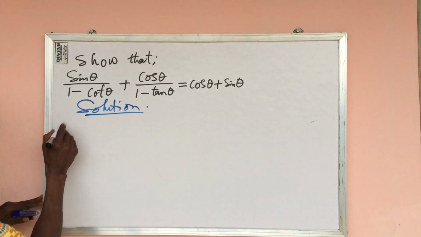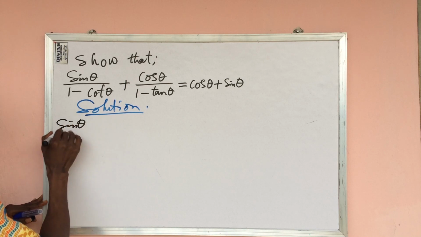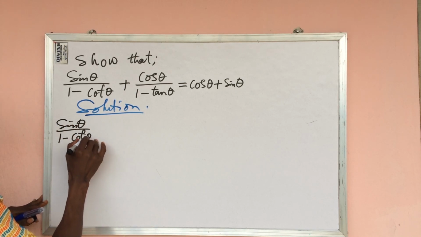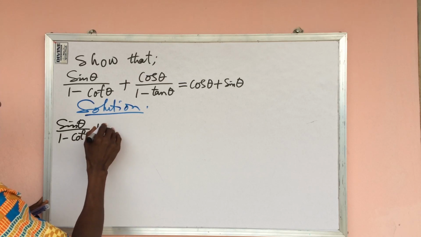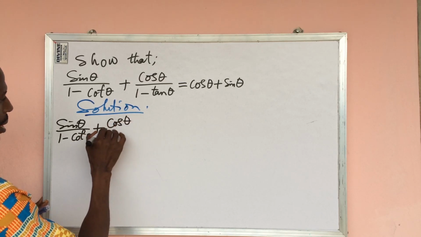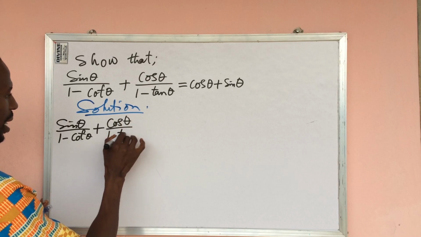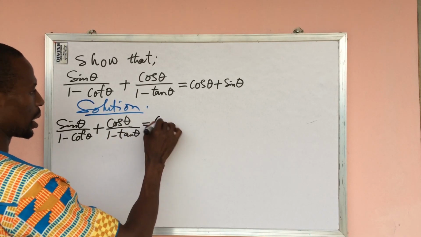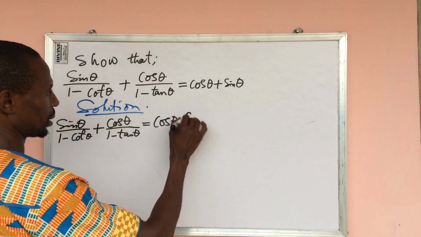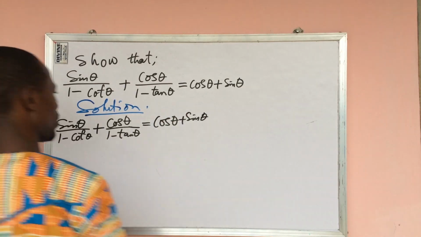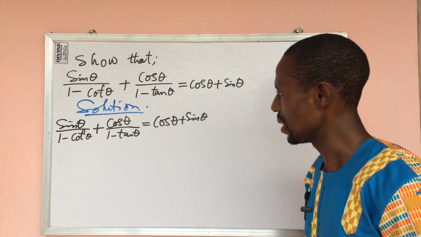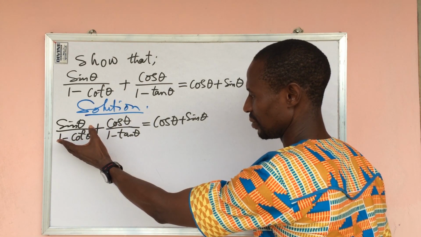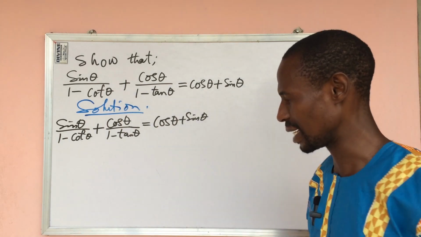Is sin theta all over 1 minus cot theta plus cos theta all over 1 minus tan theta equal to cos theta plus sin theta? Now, we don't have an issue with the right hand side of the equation. Let's deal with the left hand side of the equation while we keep the other side.